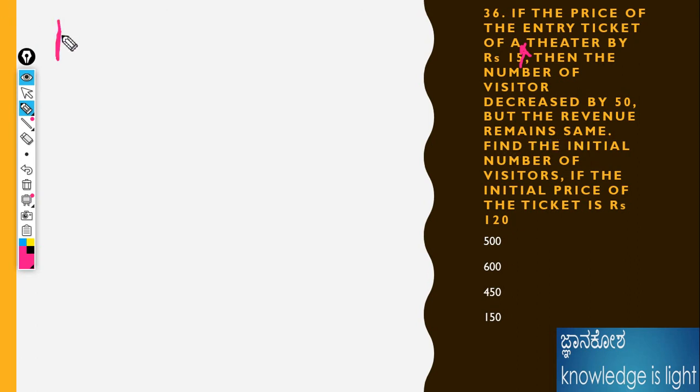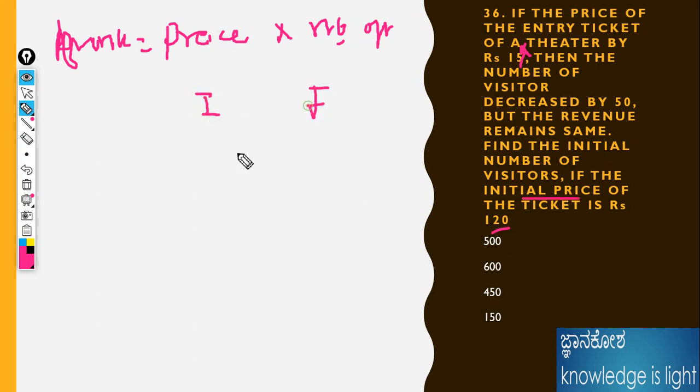That means revenue is equal to income, which is equal to the price of the theater ticket into the number of persons visited. Understand? Okay, find the initial visitors. How many visitors were there before the price increase? The initial price they gave us is 120. After the increase of 15, that means 135. This is the price, that means 8 to 9.